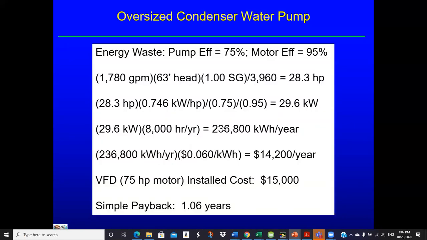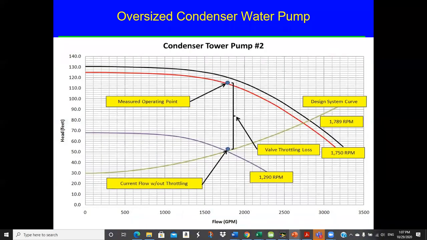So that's 236,800 kilowatt hours a year at 6 cents. It's a little over $14,000 a year. It was a 75 horse motor. Estimated installed cost of the project, $15,000. So it's about a 1-year payback to put in the drive, slow it down, and open the valves. So instead of operating up here with valves pinched, we open the valves and then we slow the pump down and we get right down here, which is a much more efficient place to operate.